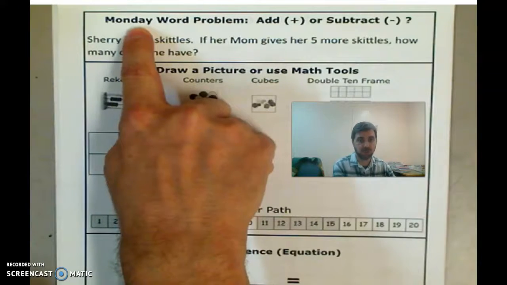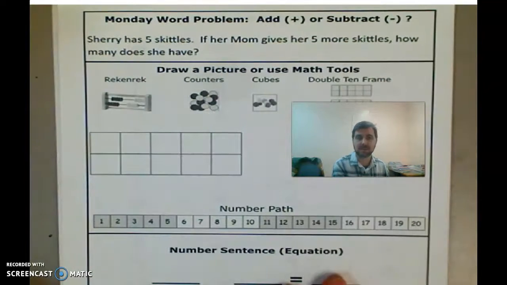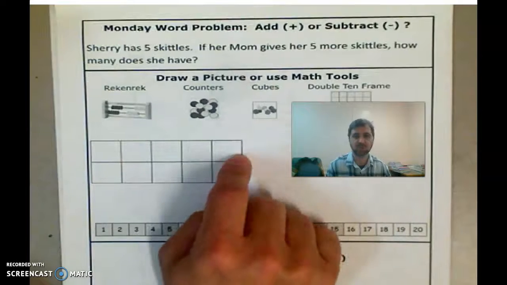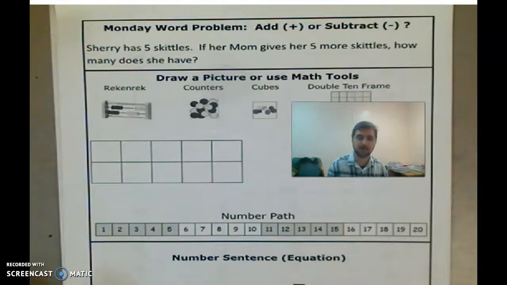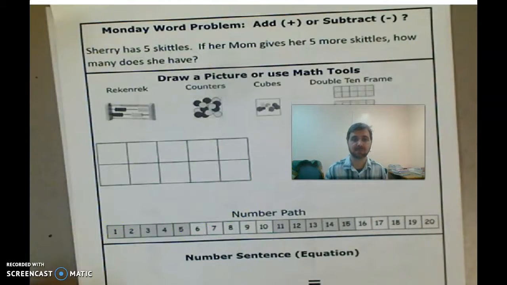Okay, it says Monday word problem. Add or subtract. And let's take a look and see what it says. Once you have this out, please join me and I'll read it. If you need to stop the video to go get it, then please do that now.